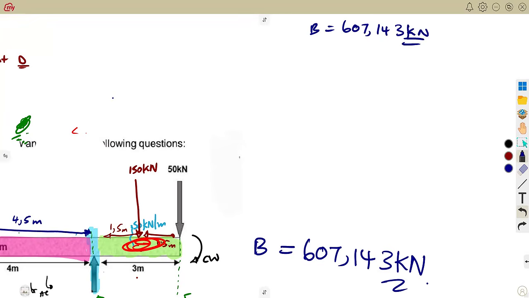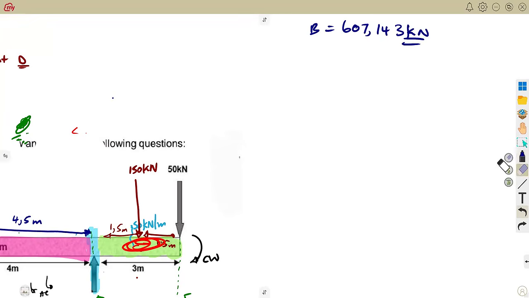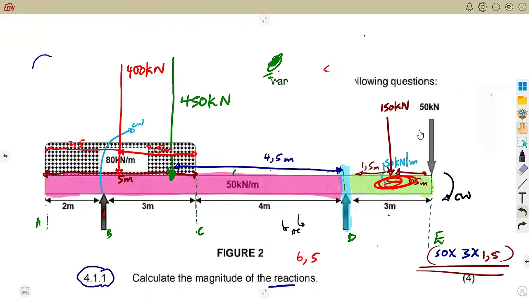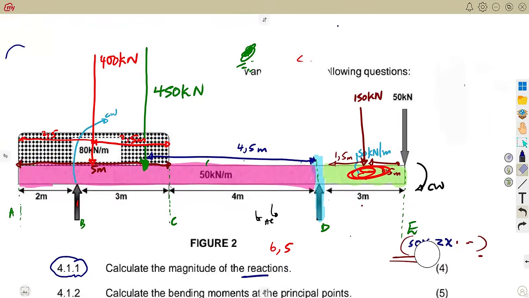607.143 kilonewton. This one we could have just calculated even by just looking into the question by sight. You have the question like that, you look into it. This is just for the sake of revision so that all of us understand. Anyways, let's see.